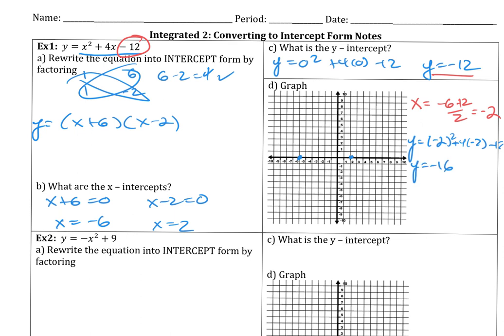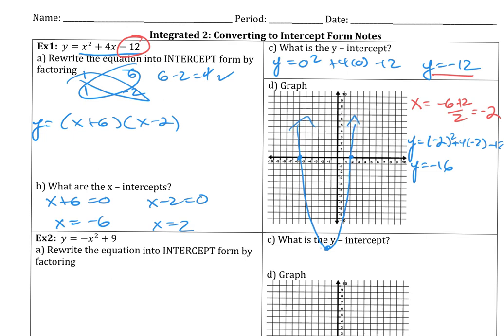Unfortunately, this goes a little bit off of our chart here. I'm going to approximate where it's going to be. We know it's at negative 2. I'm going to go down here to about where negative 16 might be. And we're going to connect our dots, and that would now be the graph of our parabola.